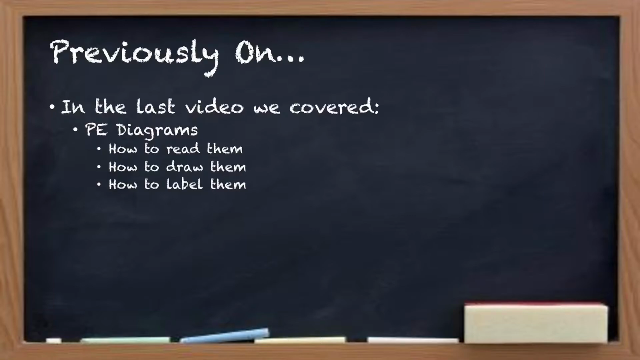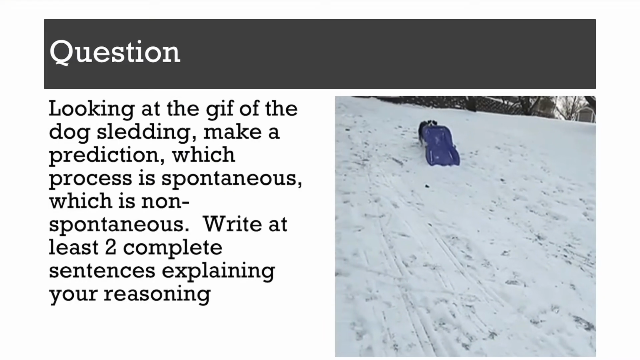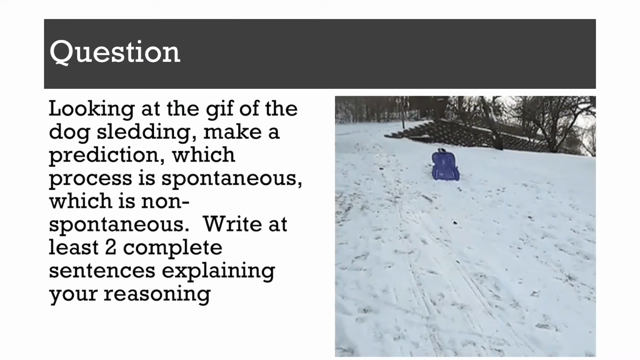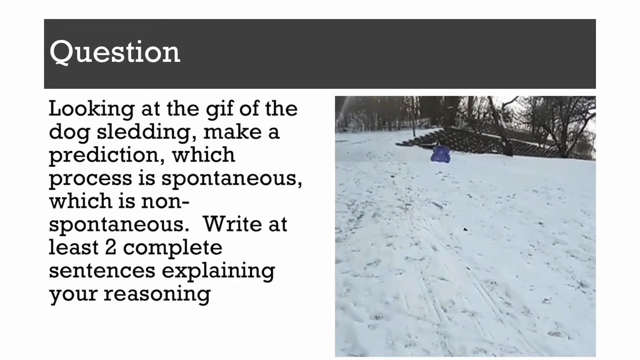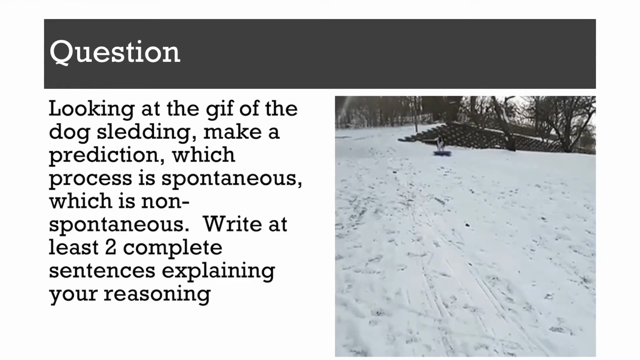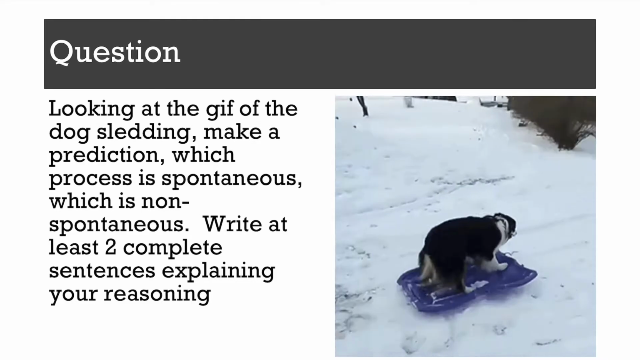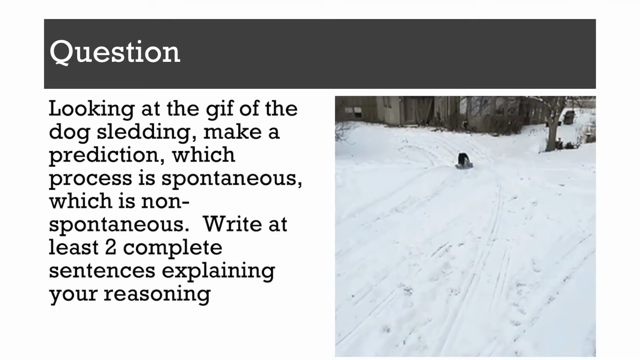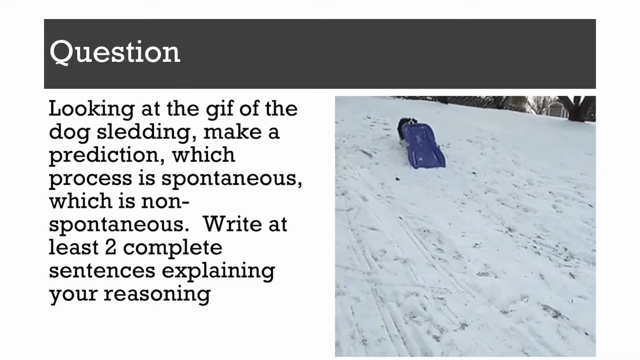So in the last video, we covered potential energy diagrams, and in this video, we're going to cover what entropy is. So my first question to you is, looking at this GIF of a dog, you see him or her pulling his or her sled up the hill, and then getting in it and going down. Which part of that is spontaneous and which part of it is non-spontaneous?